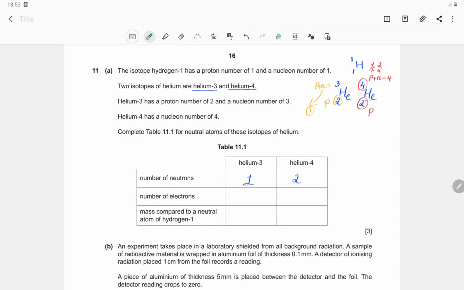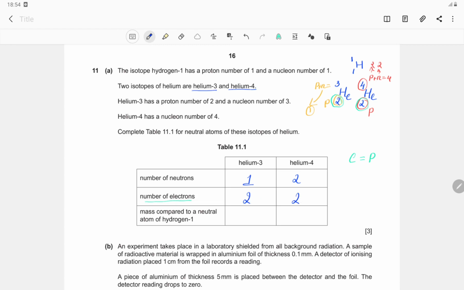Next, the number of electrons. The number of electrons is nothing but the number of protons. And you know for helium-3 there are 2 protons and for helium-4 there are again 2 protons. So the number of electrons also will be 2 and 2. So you can write down 2, 2.